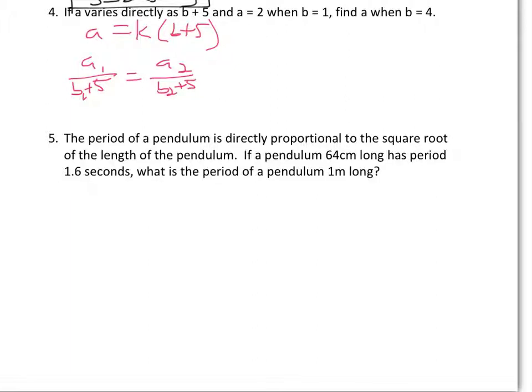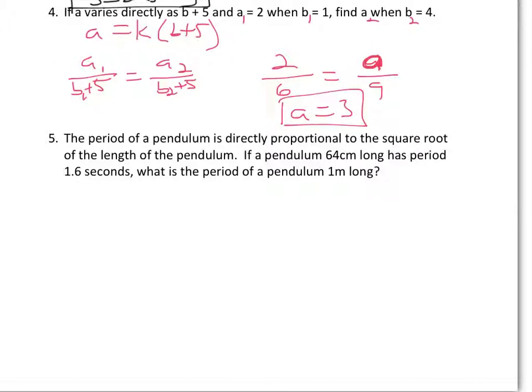And we can plug everything in that we have. So we've got A1, B1, A2, B2. So 2 over 1 plus 5 is 6 equals A over 4 plus 5 equals 9. My A's and my 9's look way too similar. That's an A. Alright, you multiply, divide, we have A equals 3.